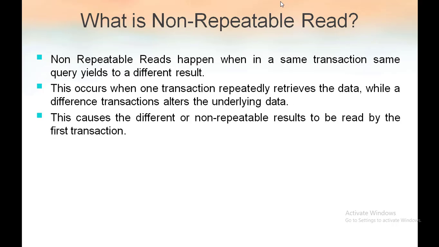Non-repeatable read. It occurs when transaction A retrieves a row and transaction B subsequently updates the row. After some time, transaction A later retrieves the same row again. Now transaction A retrieves the same row twice but sees different data. This is called a non-repeatable read.